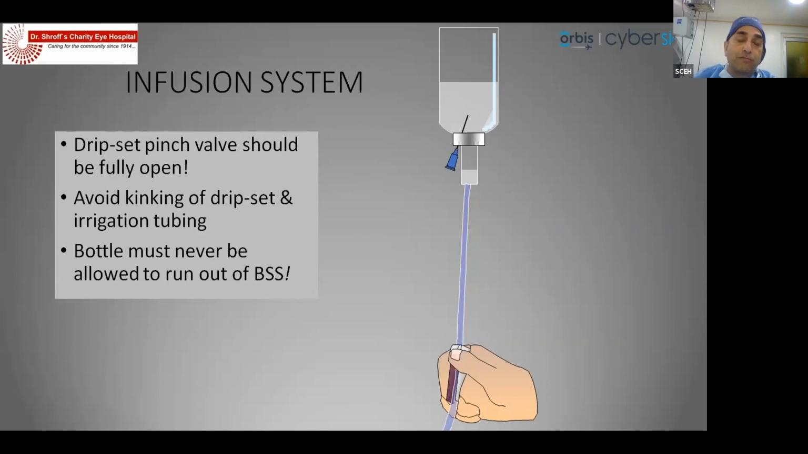And of course, before you start, one must check that the bottle has adequate fluid, and at no point should you run out of BSS. Some of the newer generation machines have an alarm, and they do let you know that it's very low on BSS and it stops functioning, but a lot of machines may not have that.